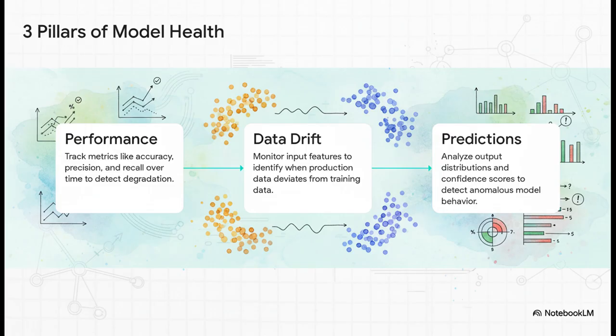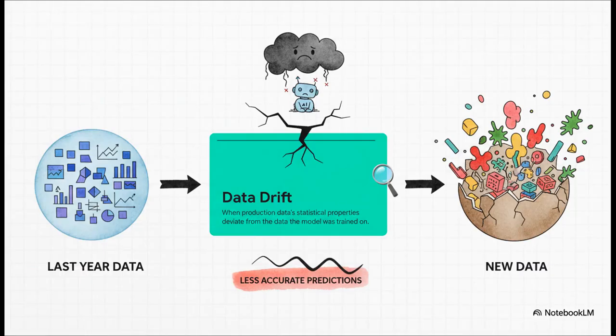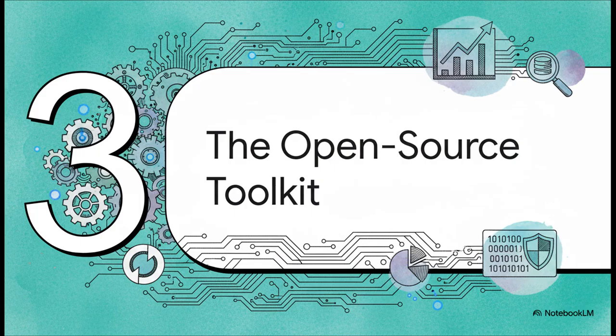Let's just focus on data drift for a second, because this concept is absolutely fundamental. Think of it like this. Your model was trained on data from last year. But since then, the world has changed. Customer habits, market trends, you name it. The new data coming in might have a totally different statistical fingerprint. Your model, completely blind to this shift, will just keep on making predictions based on an outdated view of the world. And that's when its accuracy starts to tank. That's data drift.